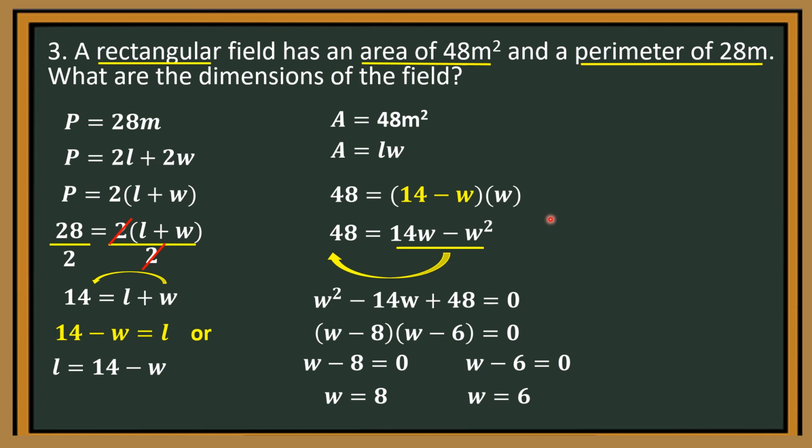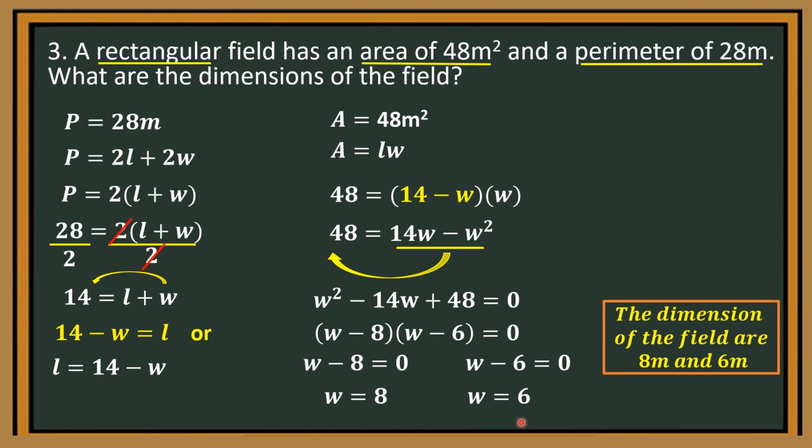So, balik tayo sa problem. Sabi, what are the dimensions of the field? So, ang hinahanap natin, dimensions, that is the length and the width. Palaging tandaan, ang length natin mas mahaba kesa sa width. Therefore, kung ito ang given sa kanya, ang magiging width natin yung 6. At ang magiging length natin yung 8. Therefore, the dimensions are 8 meters and 6 meters.